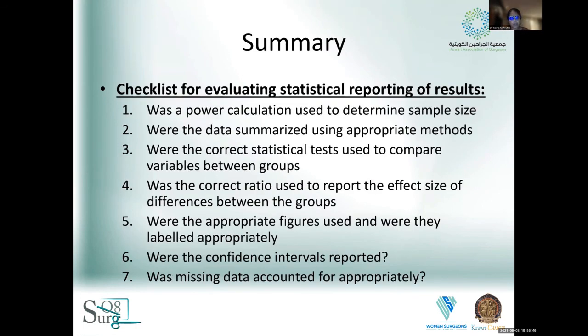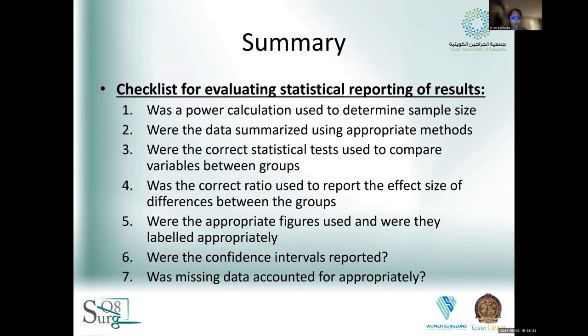So just to summarize, here is a checklist for evaluating the statistical reporting of results. So 7 things to think about. Number one, we talked about in our last lecture, was a power calculation used to determine the sample size? Number 2 is what we talked about early on, were the data summarized using appropriate methods? 3, were the correct statistical tests used to compare the variables between the groups? Number 4, was the correct ratio used to report the effect size of the differences between the groups?